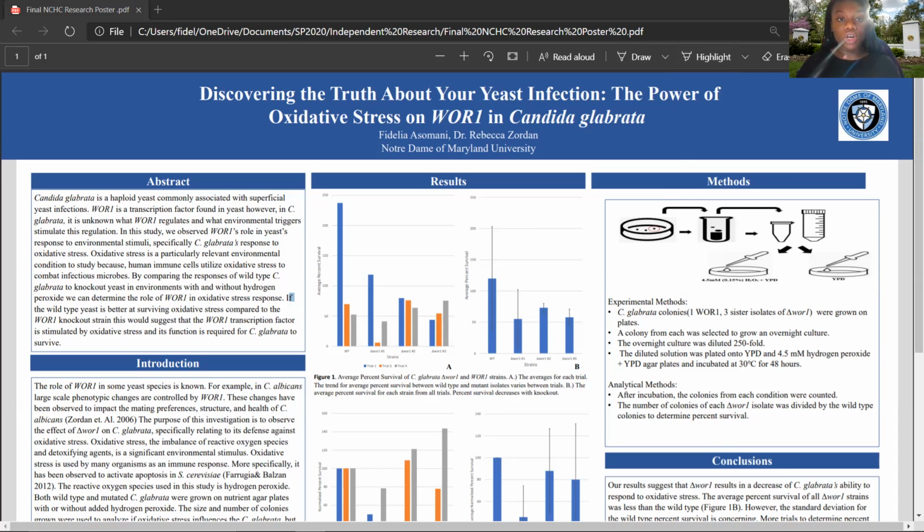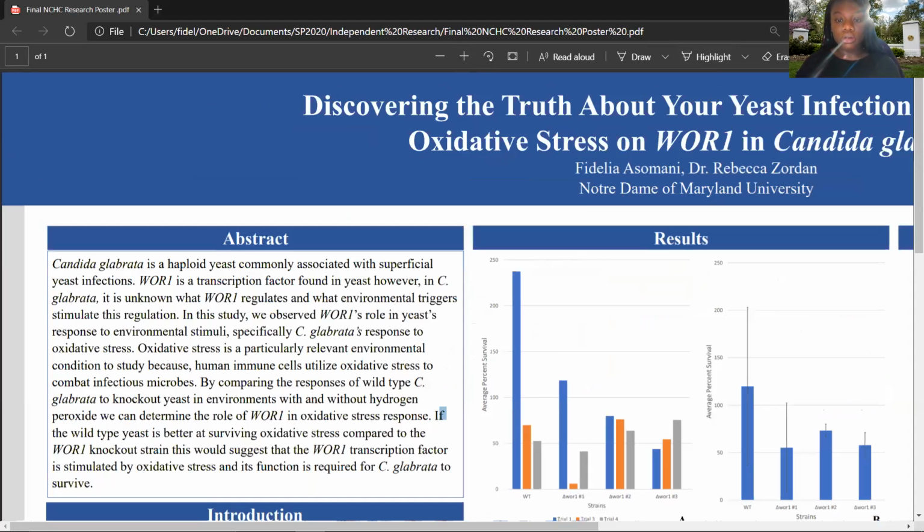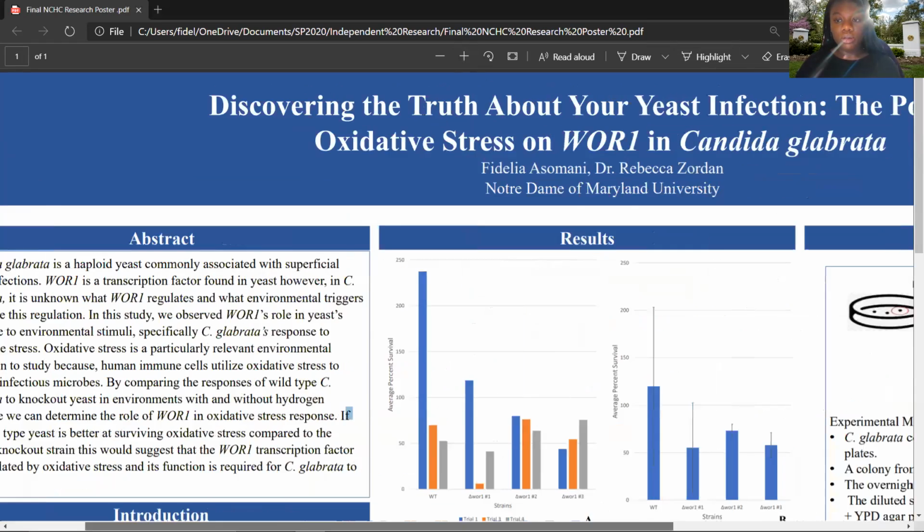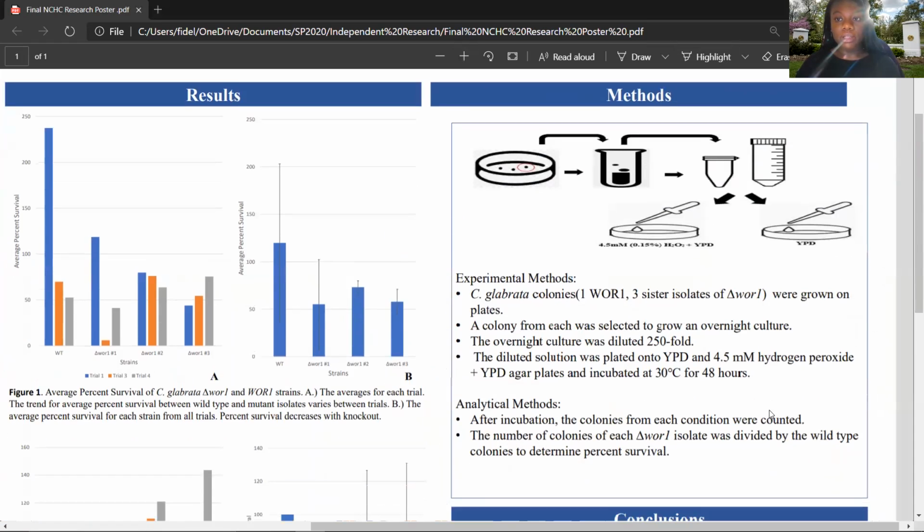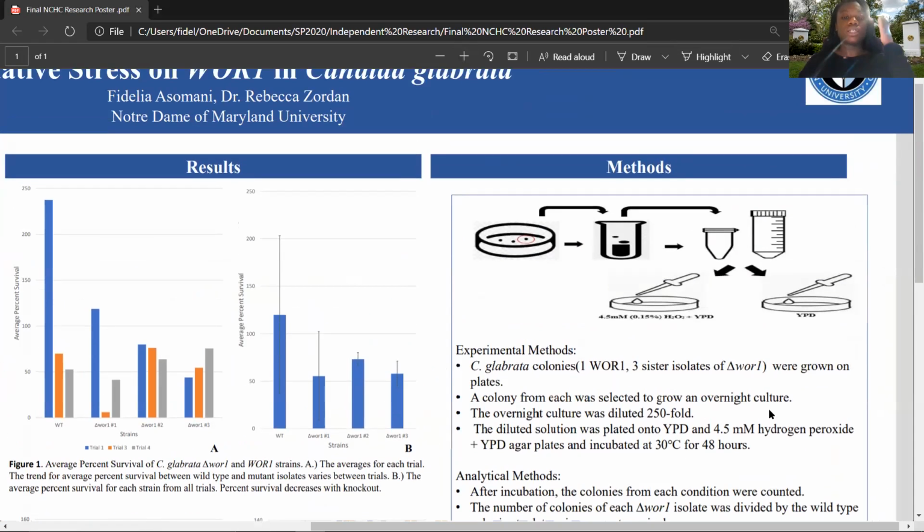Now I would like to move on to my methods. As you can see here, I outlined my methods. So what I did was I began with Candida glabrata colonies. One of them was your wild type WAR1, and then I had 3 sister isolates of the mutant knockout WAR1, and they were grown on plates.